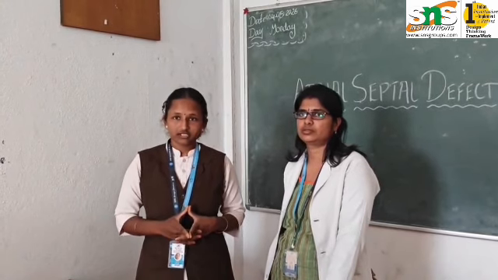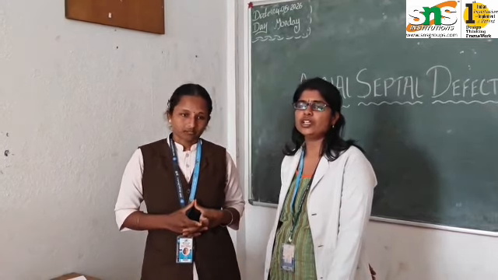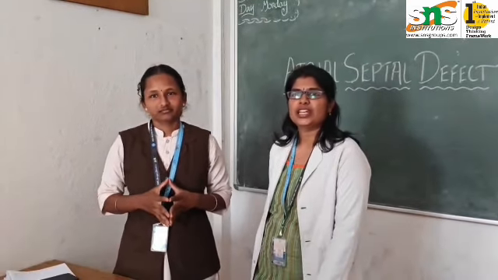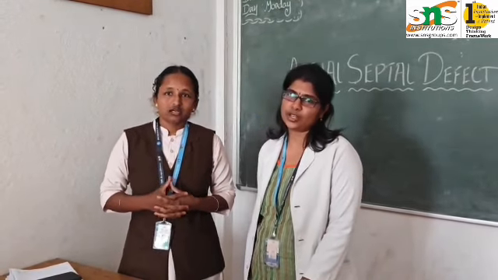Clinical examination and investigations. Investigations include echocardiography, ECG, chest X-ray and catheterization. In ECG, an ASD commonly shows right axis deviation, right bundle branch block, signs of right atrial and right ventricular enlargement, and sometimes atrial arrhythmias like atrial fibrillation. These changes occur due to the overload of the right side of the heart.